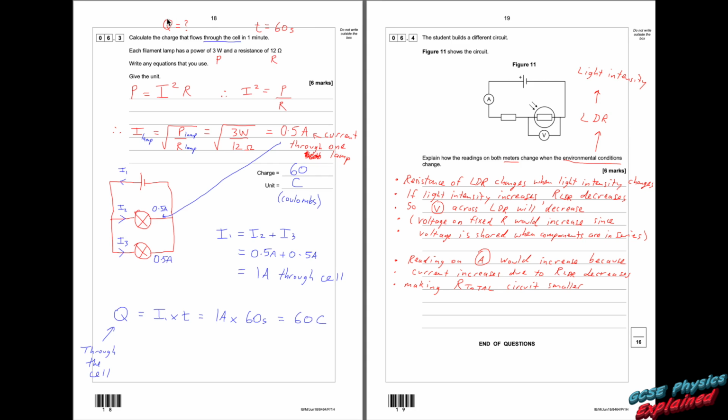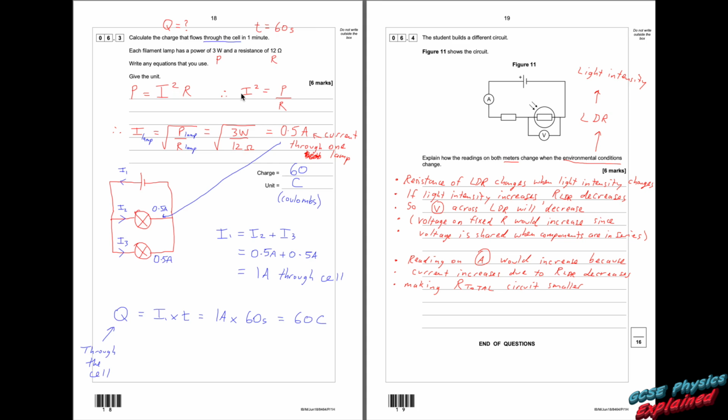Now we know that we want Q, so we're probably going to need Q equals I times T. Now I've got a T, but I don't have an I. Okay, so I have got a power and a resistance though. So can I relate these two things to the current? Yes, I can, using this equation. So P equals I squared R.